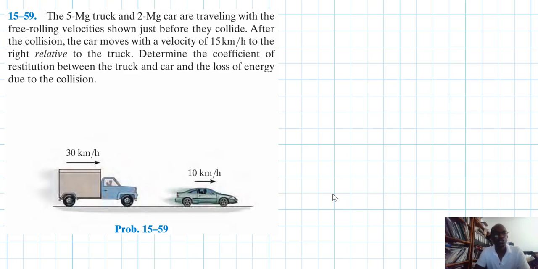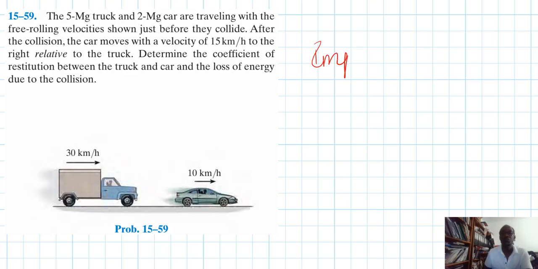The problem reads: the 5 megagram truck and the 2 megagram car are traveling with the free-rolling velocities shown just below. They collide. After the collision, the car moves with a velocity of 15 kilometers per hour to the right relative to the truck. Determine the coefficient of restitution between the truck and the car and the loss of energy due to collision. This problem is from Engineering Mechanics: Dynamics, 14th edition, by R.C. Hibbeler.